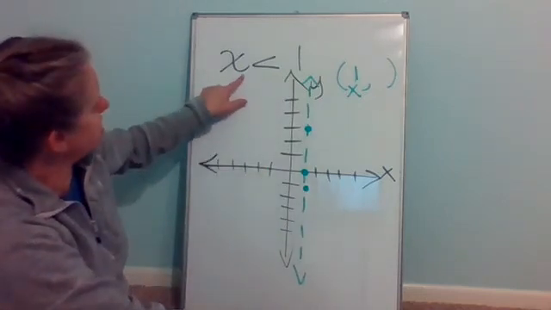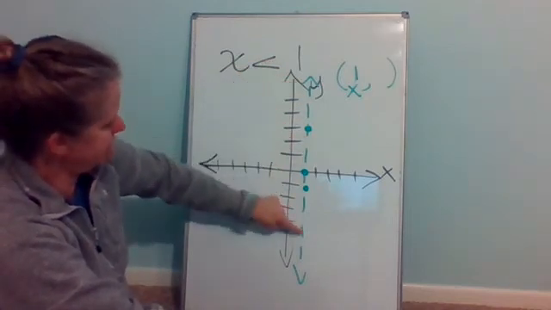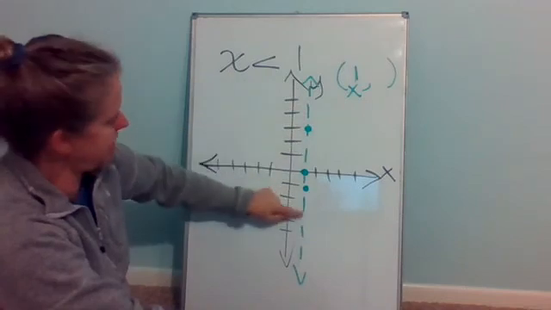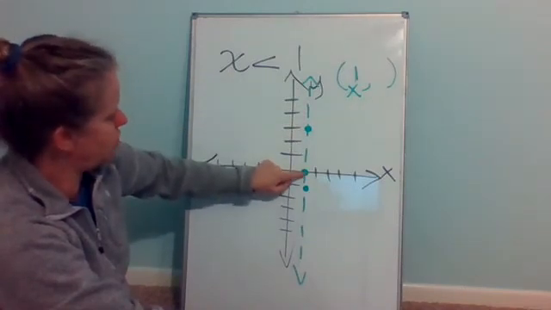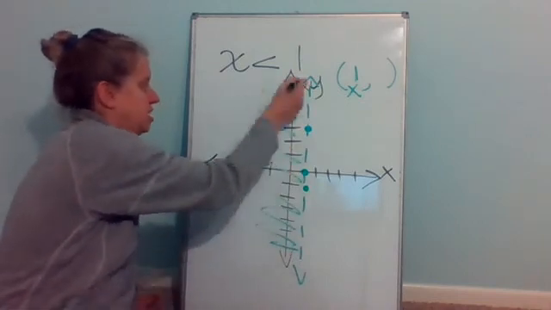And now since it's x's, we want to know where are the x's less than this line. So less than, if here's where x is 1, where are the x's less than that? All to the left of it. So you would shade to the left of it.